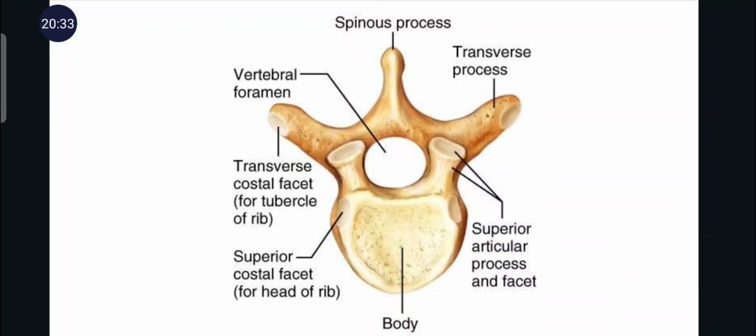So this is the general structure of the thoracic vertebrae. It consists of the heart-shaped body, the transverse processes which are two in number, the central vertebral foramen wherein the spinal cord passes, and the spinous process, which is longer.